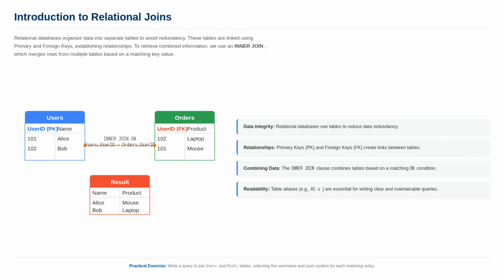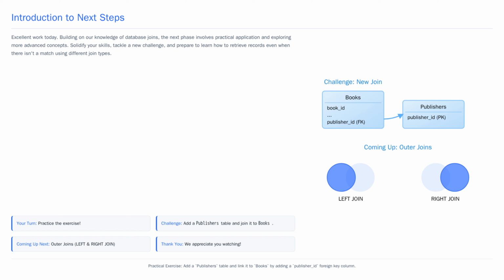So let's recap what we've learned. We saw that relational databases use separate tables to avoid data redundancy. These tables are linked using primary and foreign keys. The inner join is our tool for retrieving data from these linked tables, and it only returns rows where the key values match. And finally, using table aliases is a professional best practice that makes your queries much easier to read and maintain.